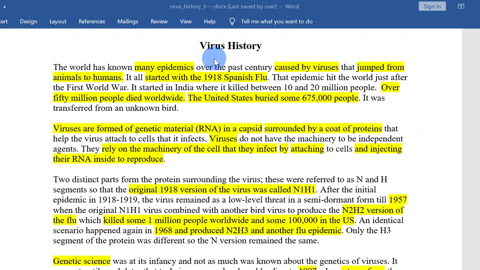Okay, let's record virus history. The world has known many epidemics over the past century caused by viruses that jumped from animals to humans.